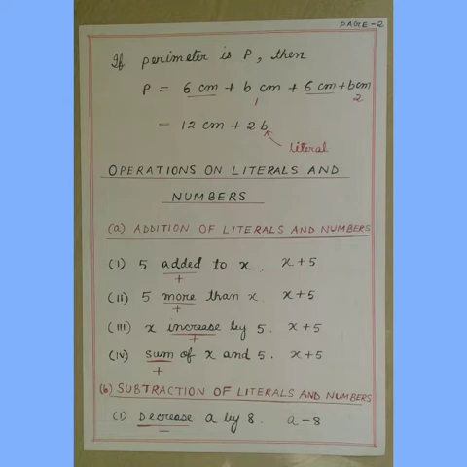Here we have to add 2 b cm and 2 sixes cm. So 6 plus 6 is equal to 12 cm. And b plus b, 2 b's, so it is twice b, 2 into b. Here, b is called a literal or variable.